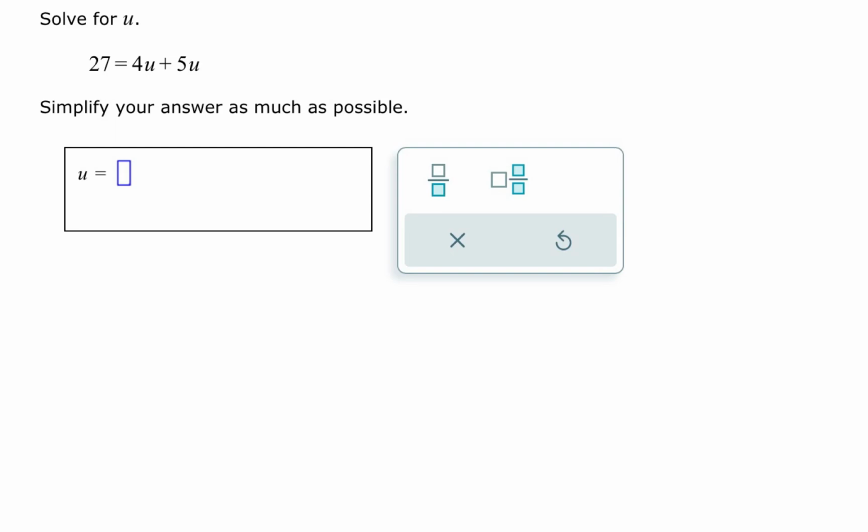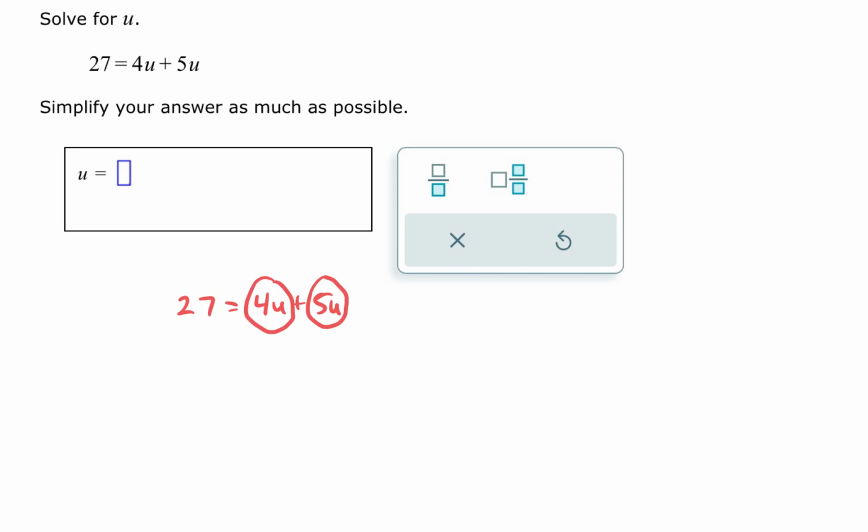This topic is an introduction to solving an equation with variables on the same side. Our first example is 27 equals 4u plus 5u. These right here are called like terms, and they're like terms because they're both the same variable.